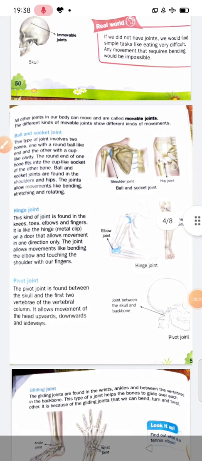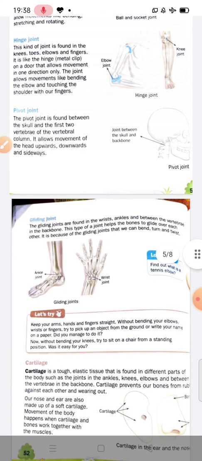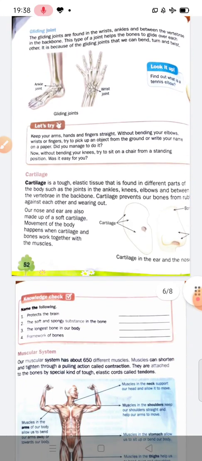So students, in this lecture we have discussed joints, and we have also discussed two types of joints, the ball and socket joint and the hinge joint. In the next lecture we will discuss pivot and gliding joints, and then we will discuss cartilage.